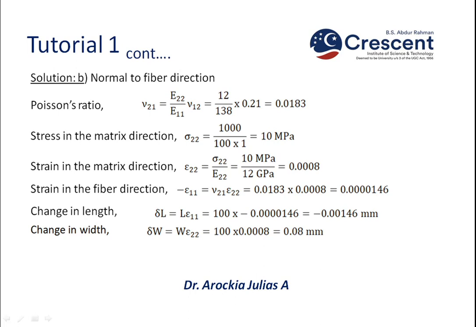Now strain in the fiber direction: minus epsilon 11 by E11 equal to nu21 into epsilon 22. So substituting the values we will find the answer. So 1.46 into 10 to the power minus 5. Now change in length, same concept, change in length delta L equal to L epsilon 11. So that is 0.00146 mm. Now change in width delta W is computed as 0.08 mm. So you could compare the difference between the change in length and change in width for case A and case B. So this is about tutorial 1.